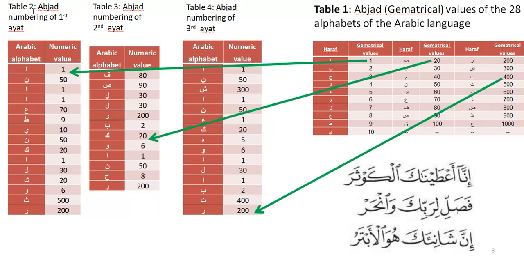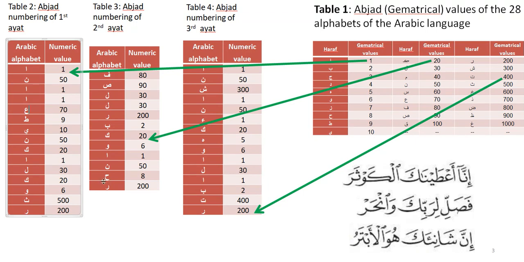This is the table 2, 3, and 4. This table is for the first ayat, Inna a'tainaka al-kawthar. Table 3 is for Fasalli li rabbika wanhar, and table 4 is for Inna shani'aka huwal abtar. Here all the alphabets of the first ayat are shown. For example, the first alphabet is alif, second is noon, third is again alif, fourth is again alif, fifth is ain. So here also alif, noon, alif, alif, ain, and so on.